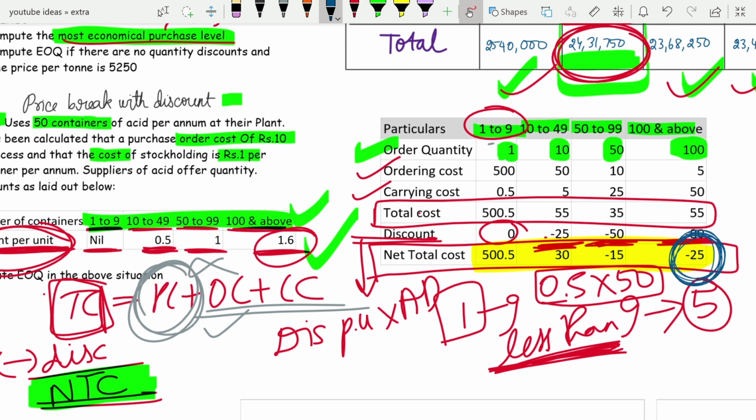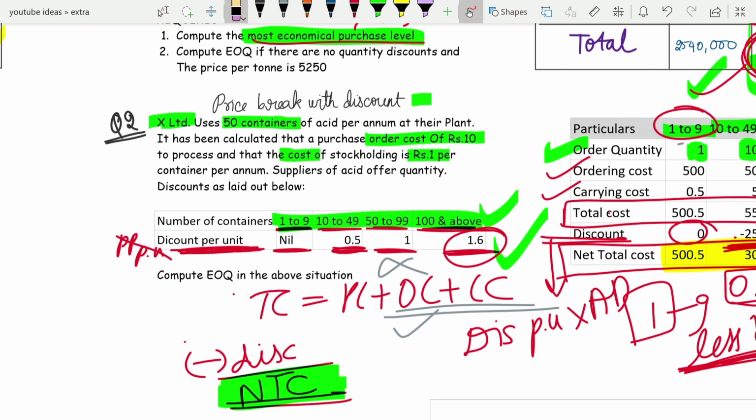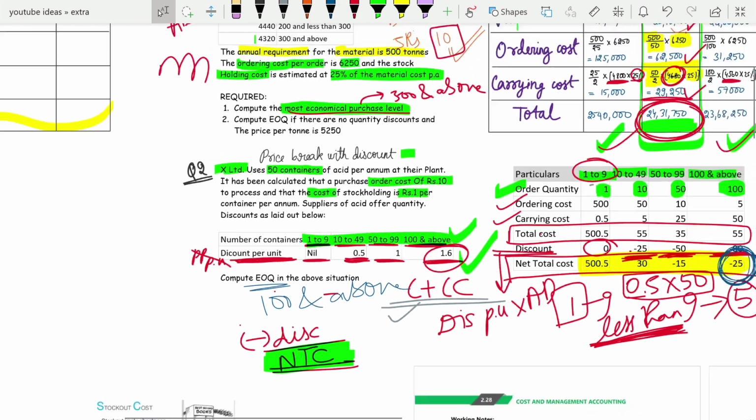So in the question, what they asked you was to compute the EOQ in the above situation. So EOQ in the above situation is 100 and above. So I hope you understood this concept clearly.